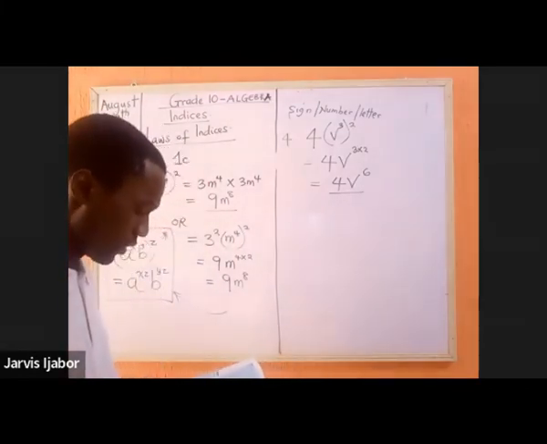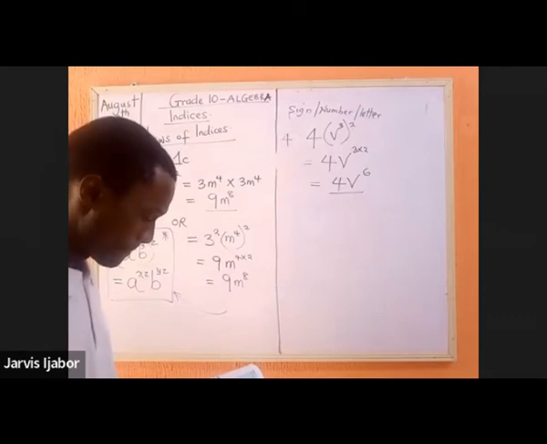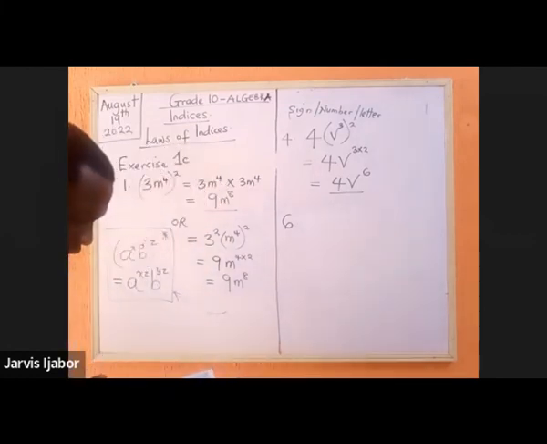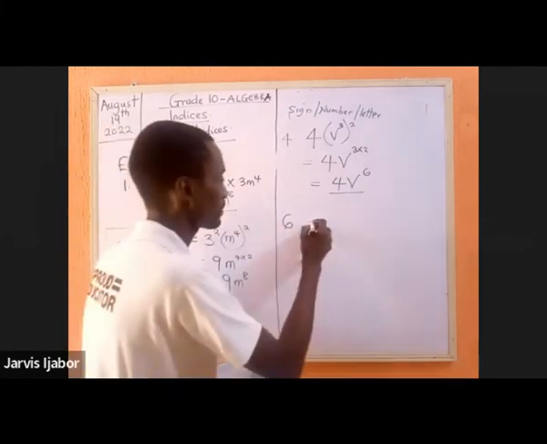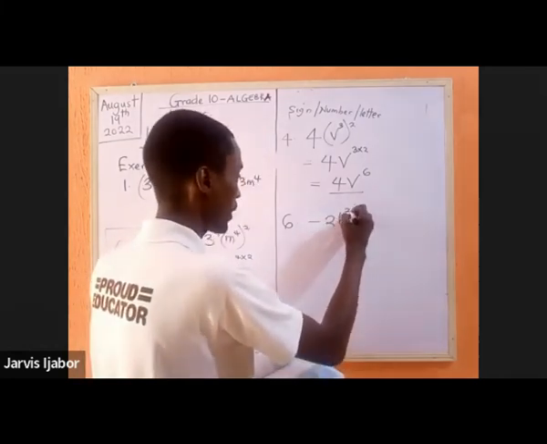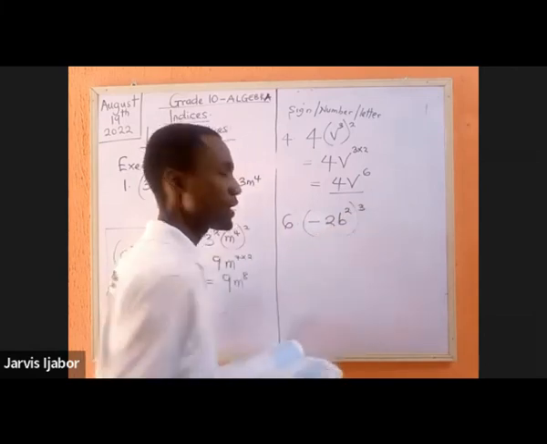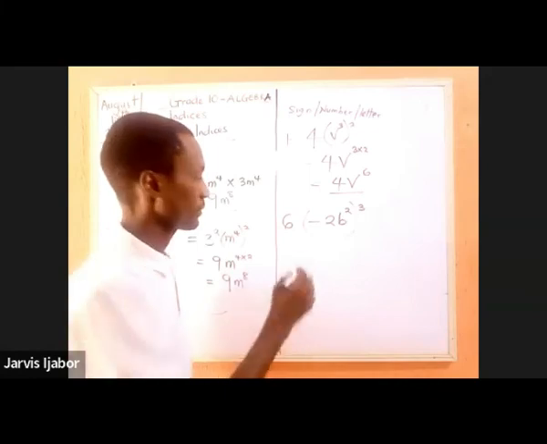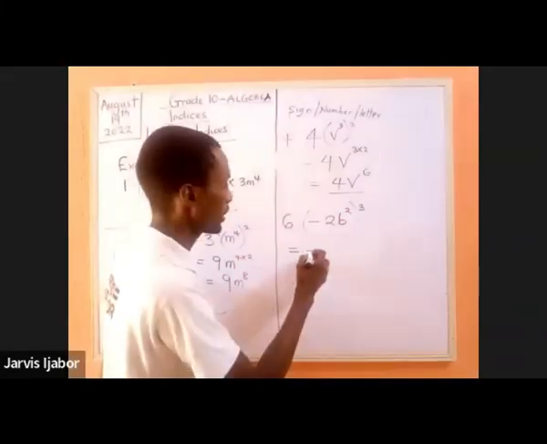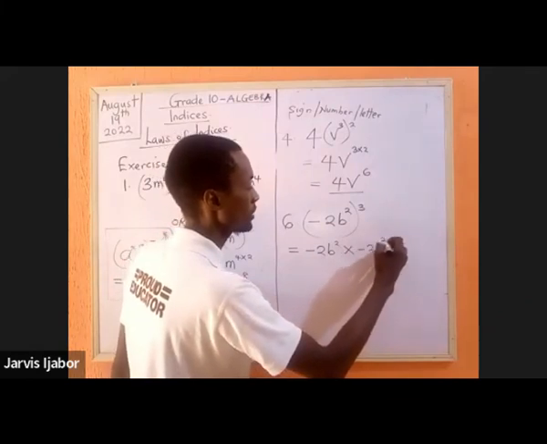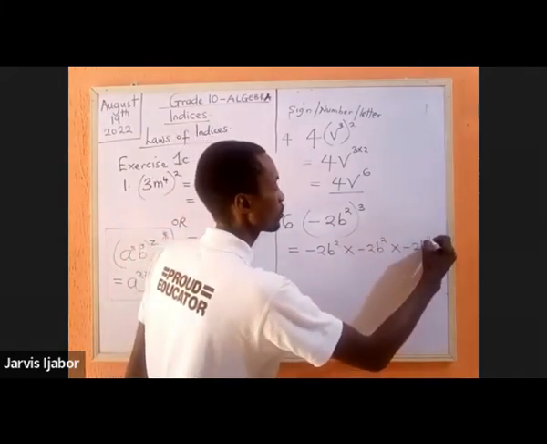Right. Now we go to question 6. Question 6 has introduced yet another concept, negative 2b squared all raised to the power of 3. Now, to explain this concept, I will go with my expansion technique. This will be negative 2b squared times negative 2b squared times negative 2b squared.